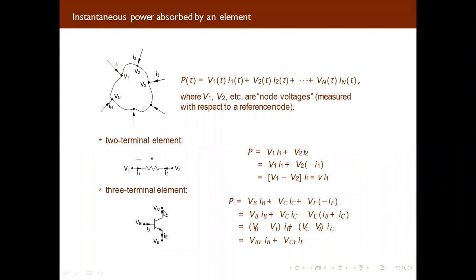you will get the equation. You can see here VC is incoming, VB is incoming, and VE is outgoing. So you can take VB IB plus VC IC minus VE IE. Again, we know IE is nothing but IB plus IC. So we can write IE in the form of IB plus IC. If you solve and rearrange these equations, you will get the power across this three-terminal BJT as VBE IB plus VCE IC.